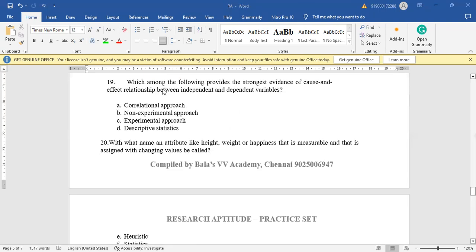Which of the following provides the strongest evidence of cause-effect relationship between a dependent and independent variable? Cause-effect relationship. Experimental. Correlational approach. Experimental. Whatever you do in laboratory is a cause and effect relationship. If I heat the cup of water to 100 degrees C, it will start evaporation. So evaporation is the effect. What is the cause?